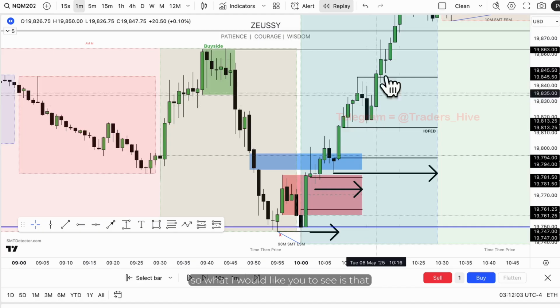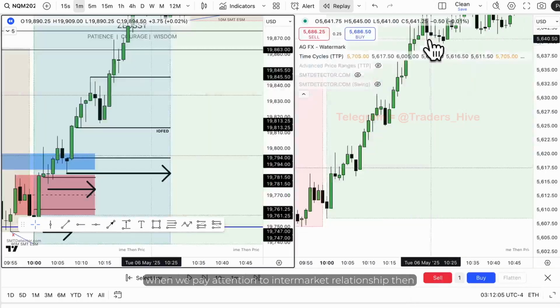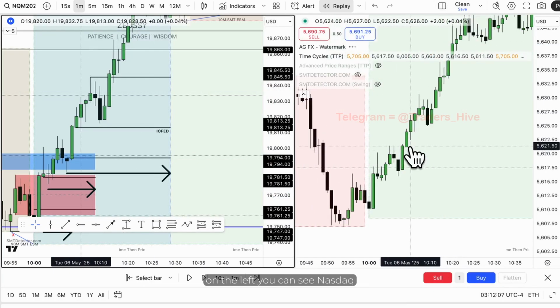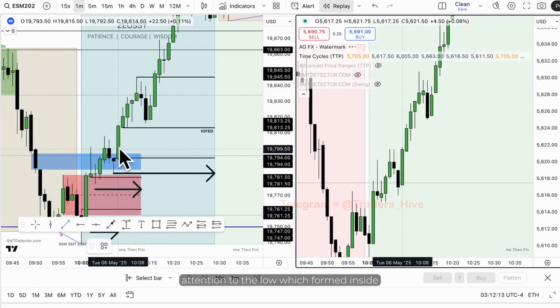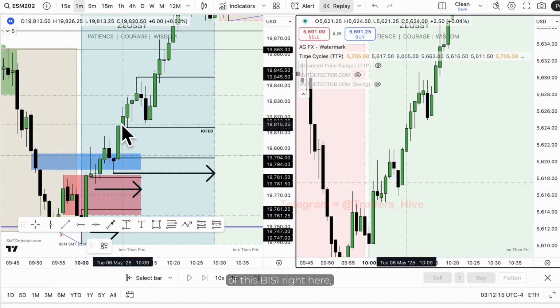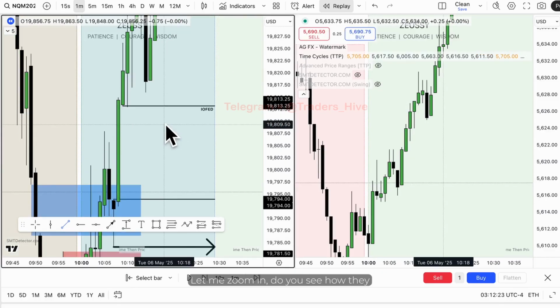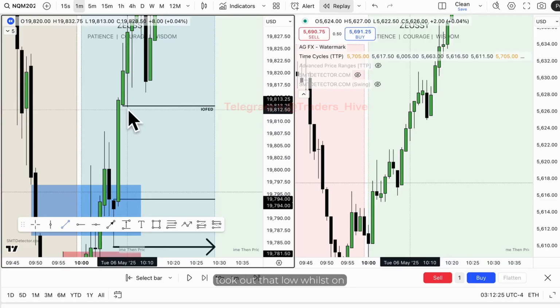So what I would like to see is that when we pay attention to intermarket relationship, on the left you can see Nasdaq, on the right you can see ES. What you can see is that when we pay attention to the low which formed inside of this BC, right here, this low got taken out on Nasdaq. Look closely. Do you see that? Let me zoom in. Do you see how they took out that low?